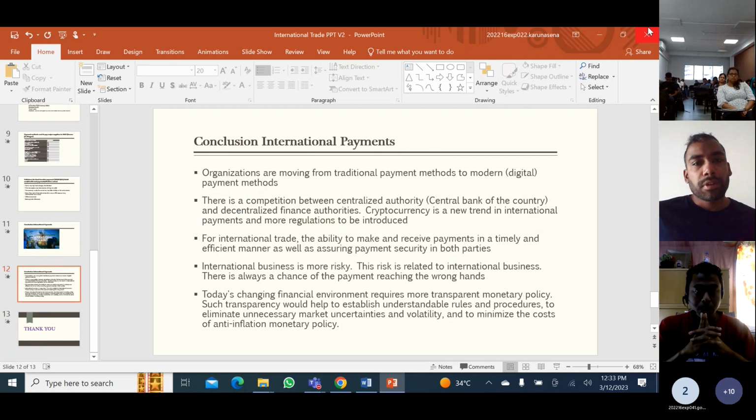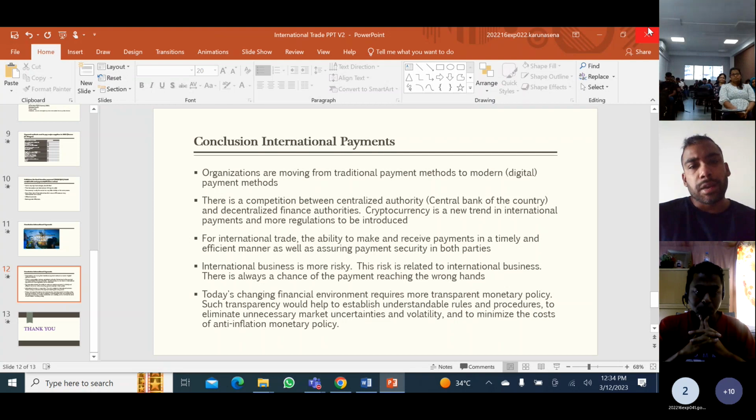So I'm going to explain, as the final section, the conclusion on international payments. Actually, this is a very broad and wide concept. Before, all organizations and countries used traditional methods, but nowadays you can see many digital payment methods being used to make transactions, and currently a lot of cryptocurrency transactions are involved in international trade.